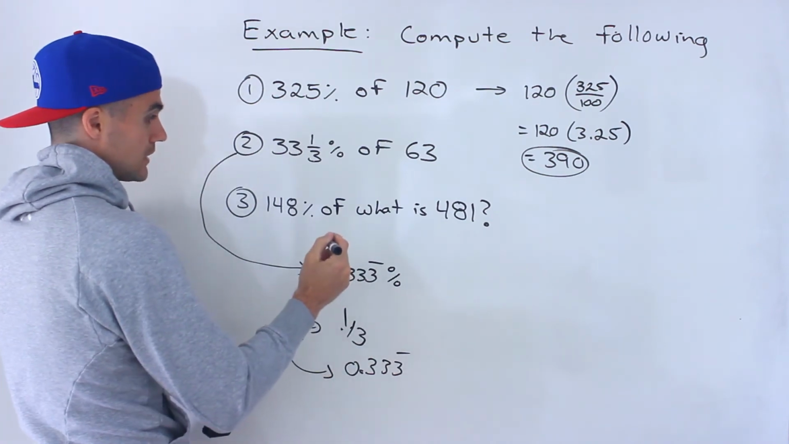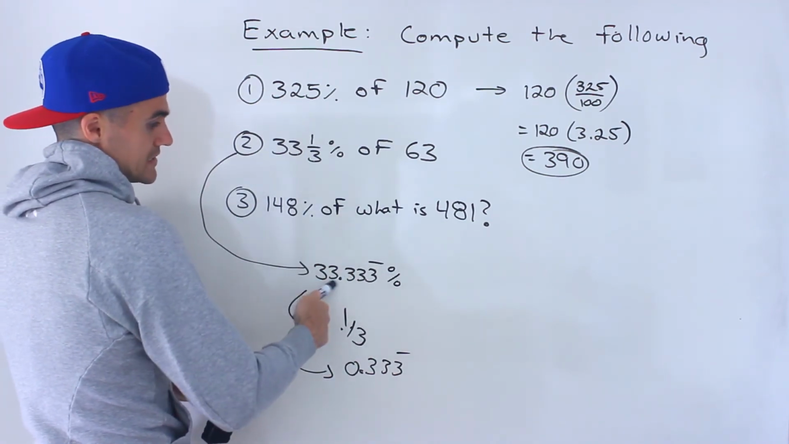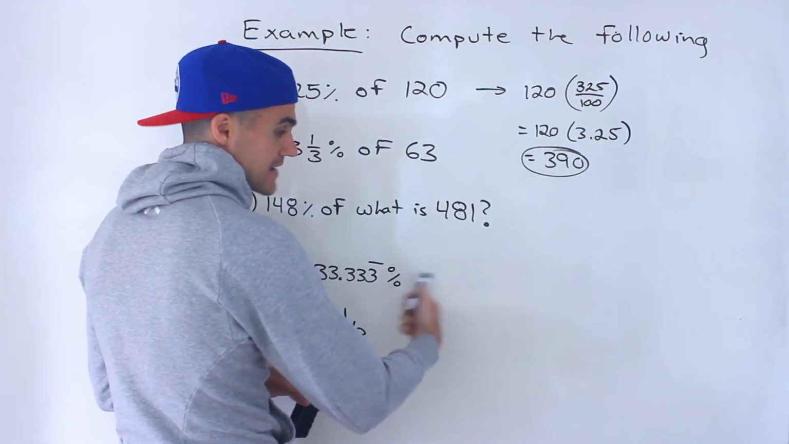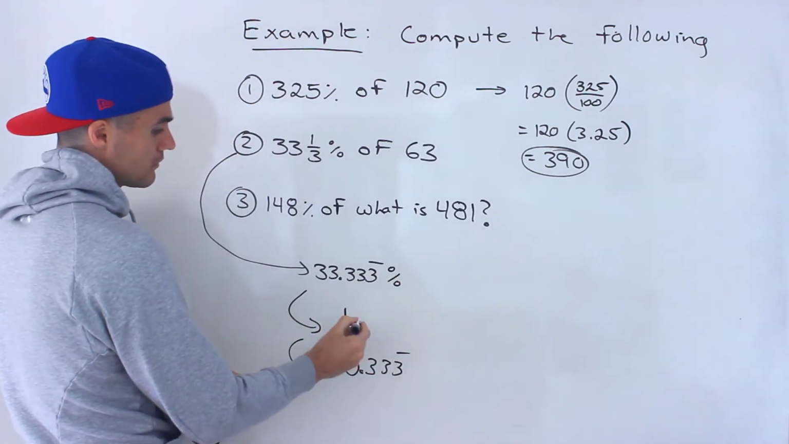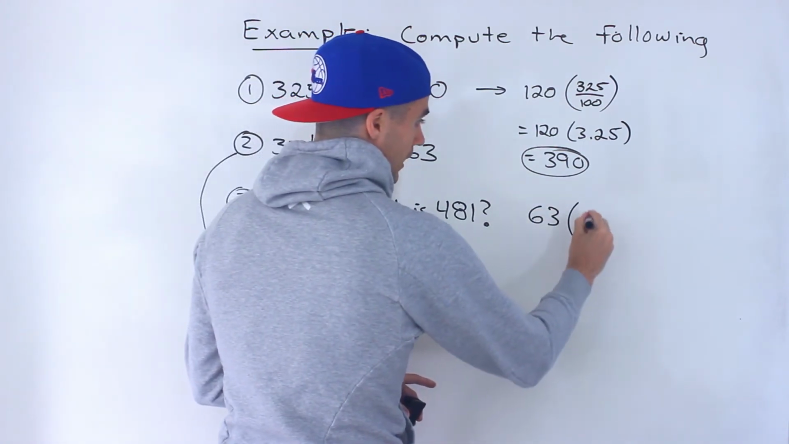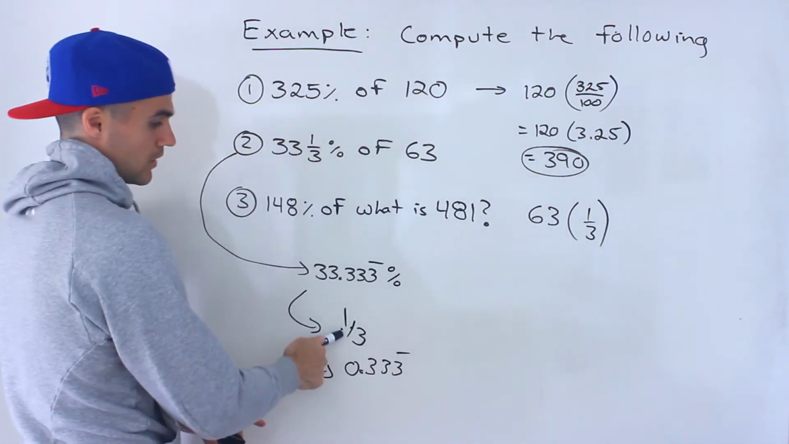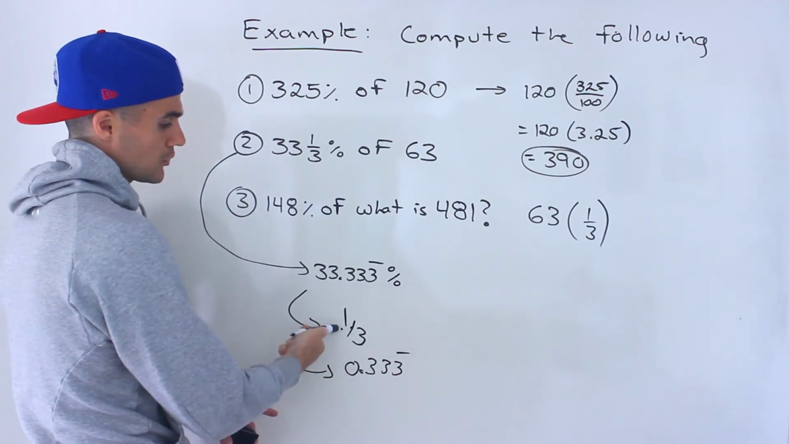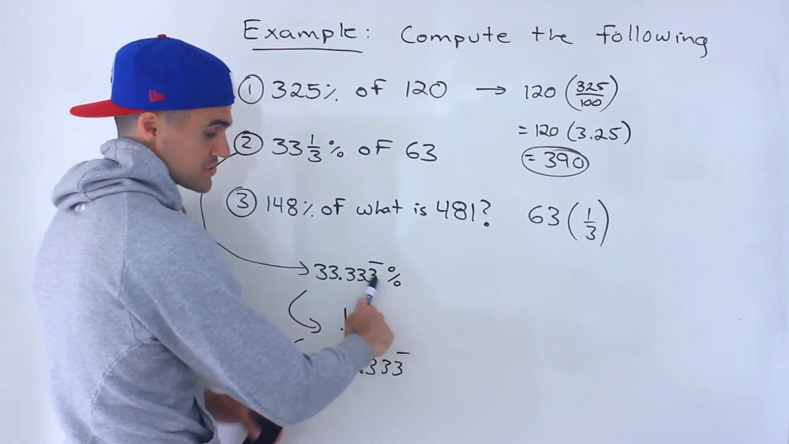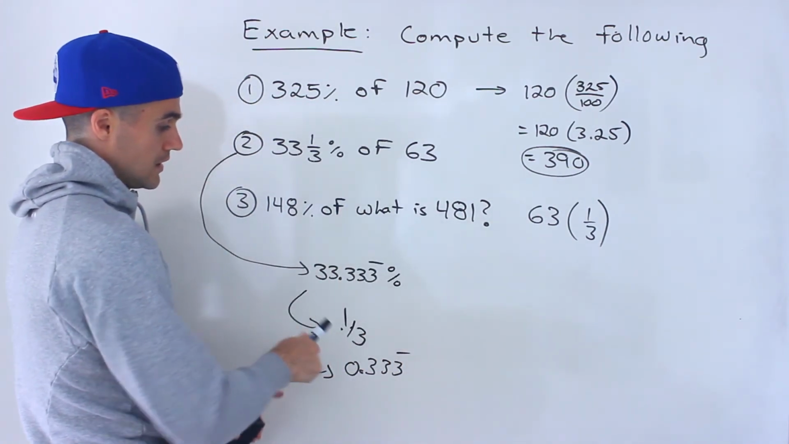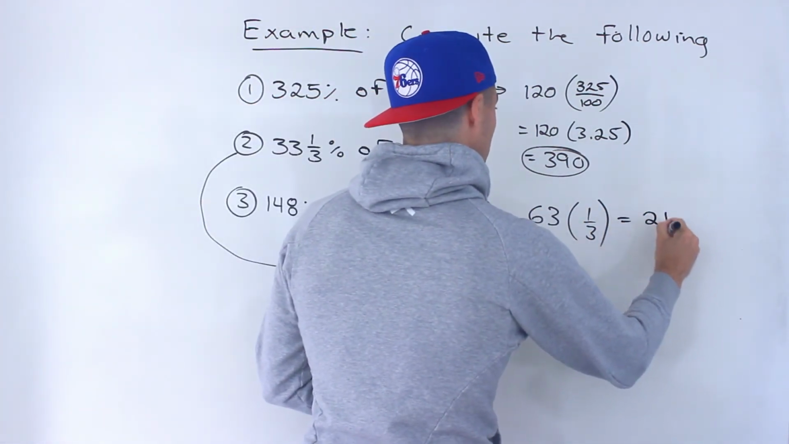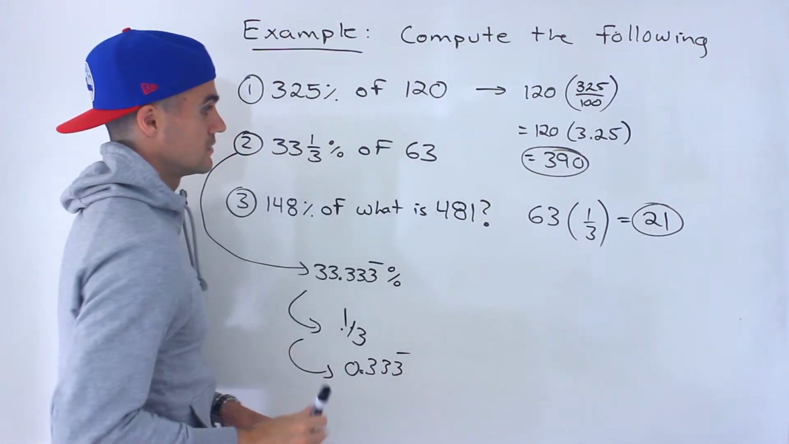So whichever way you do it, you could take this, divide it by 100, making sure that you write the threes to as many decimal places as you can in your calculator. Or another easy way is to take this 63 and multiply it by the fraction 1/3. So you either multiply by the fraction or this decimal, and the way we get that decimal is we take this percentage and divide it by 100. I'm just going to multiply by the fraction, so 63 times 1/3, that would give us 21. So that ends up being the answer to number two.